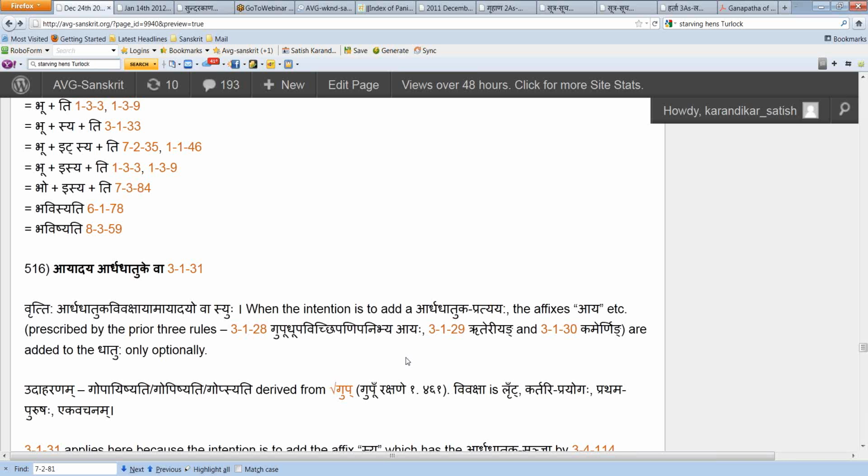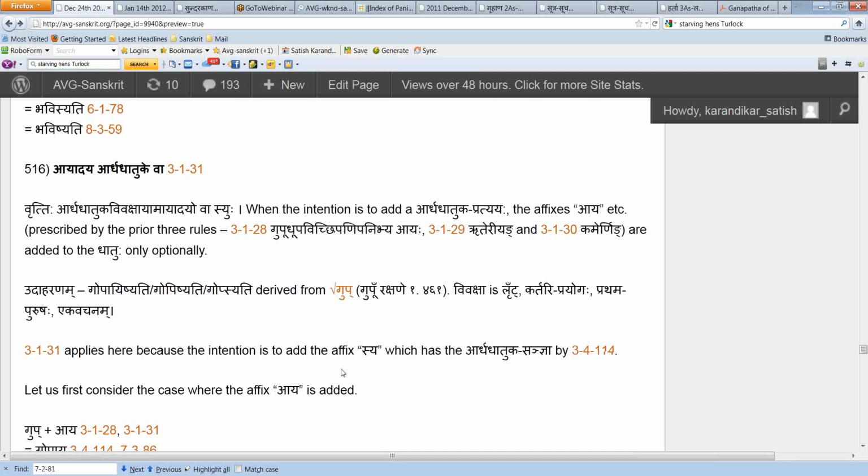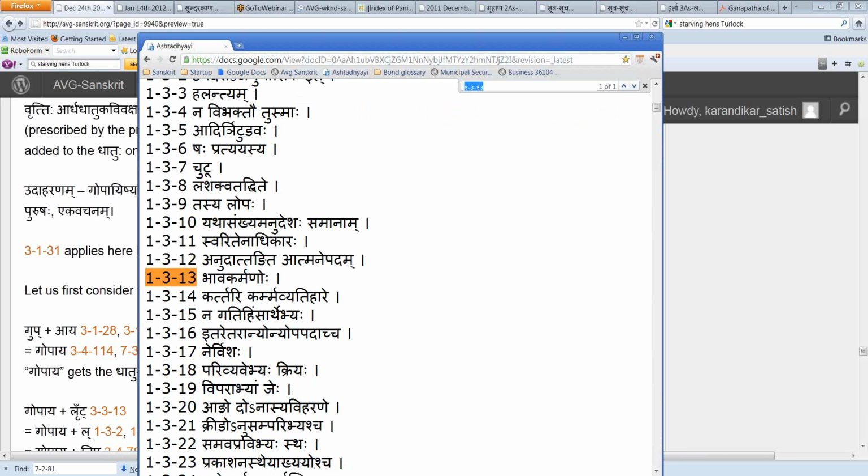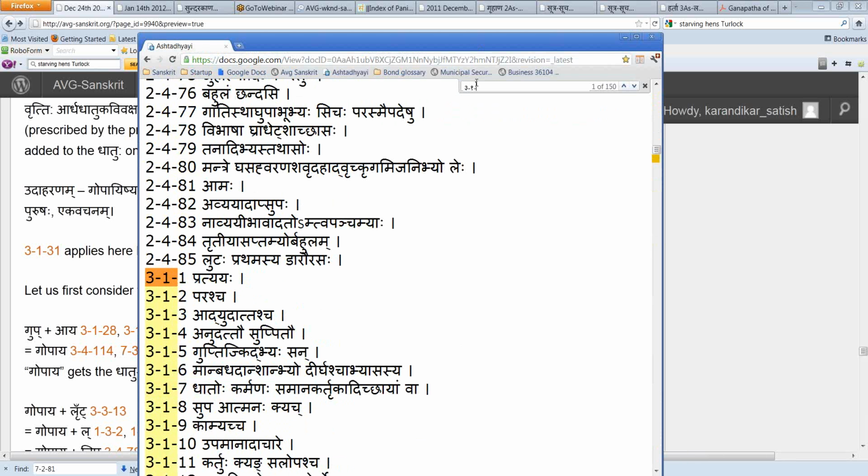We know the pratyaya sanya of ardhadhatukam by 3.4.114, syata si rulatoho. So then we know the vivaksha is ardhadhatuke vivaksha. So let's look at these forms. Now let's take gupa. Let us first consider the case where the pratyaya aya is added, because we know the aya is going to be optional because of 3.1.31 ayadaya ardhadhatuke va. So it's going to be vikalpena.